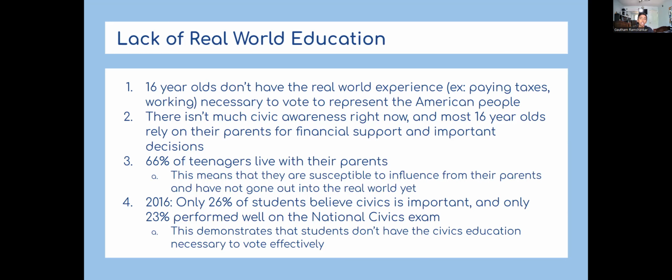And along with that, most 16-year-olds rely on their parents for financial support and a lot of their important decisions, and they don't have much civic awareness on their own. And just to add on to this with a little bit more evidence, 66% of teenagers live with their parents. And what this means is that they can very easily be influenced and controlled by their parents whenever they're making important decisions. And that can be a good thing, because that could mean that their parents are helping them, but that can also be a bad thing, because their parents can be forcing their own political beliefs onto these 16 and 17-year-olds when they're voting.